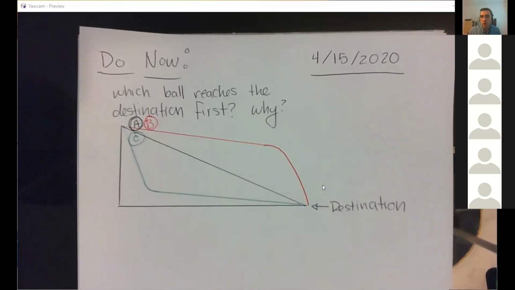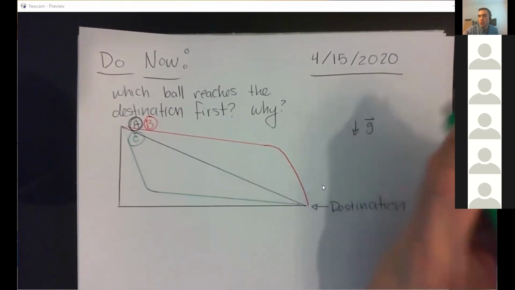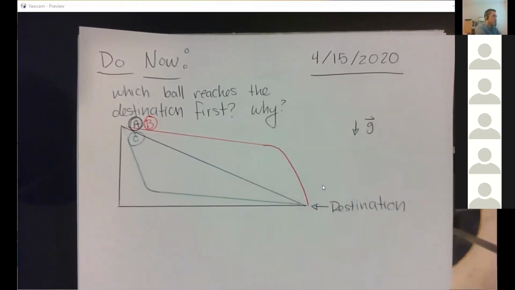Think about it, take a few minutes to think about it and then answer, and try and write out a response that explains why using your physics vocab. And one other thing that's important, this bottom part right here is level, and this is on Earth, which means that the only thing driving the motion is, of course, the acceleration due to gravity.